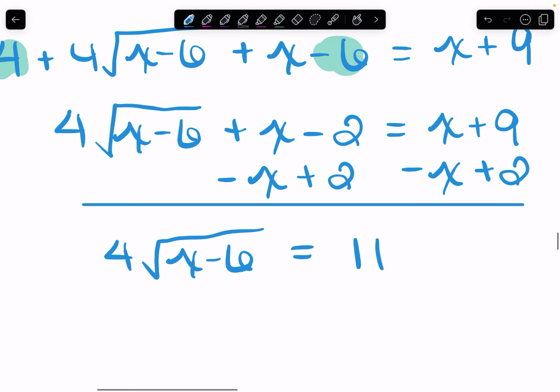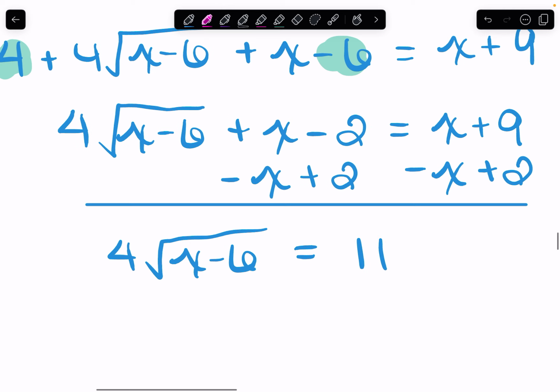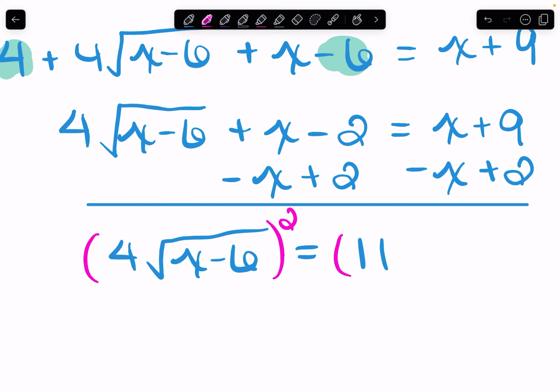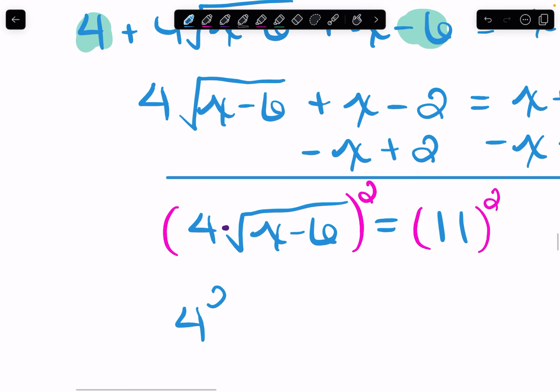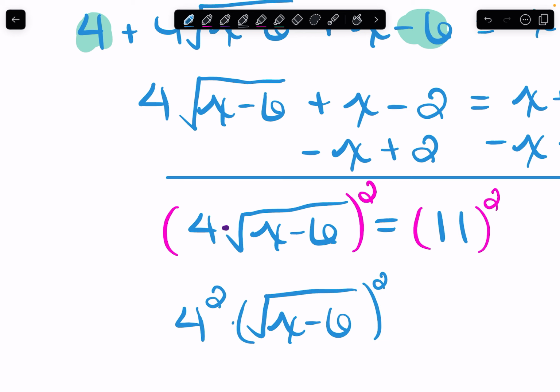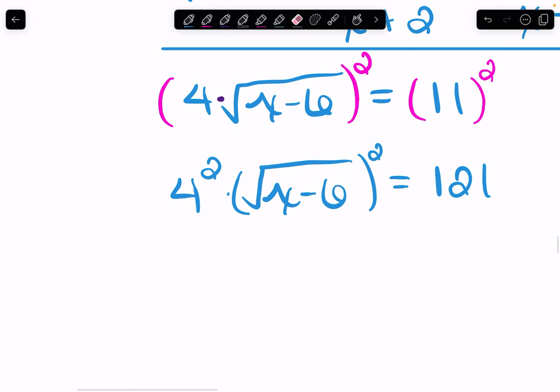All right, at this point, you can move the 4 if you want to, but that is going to create a fraction. So I recommend just leave it unless you're comfortable with the fraction. So I'm going to go ahead and square both sides. Remember, distribute along multiplication, and right there, that is being multiplied. So that is going to give us 4 squared times the square root of x minus 6 squared. And then 11 squared, 121. All right, 4 squared is 16. Whoa. The square root becomes the x minus 6.